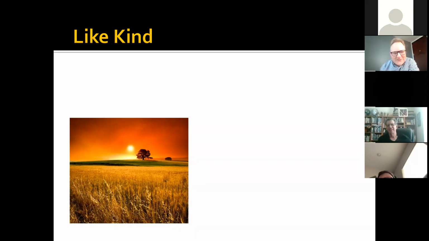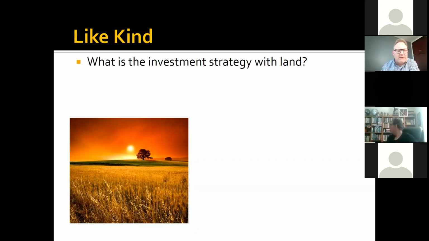So, all right. Like kind. This is the statutory requirement that's probably the most confusing out there. A lot of people will say, for instance, with land, what's the investment strategy with land?